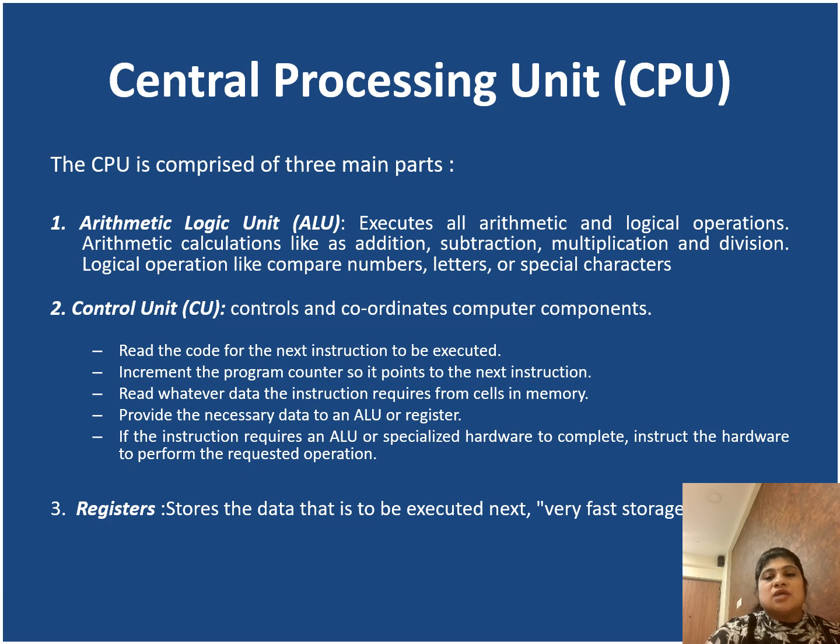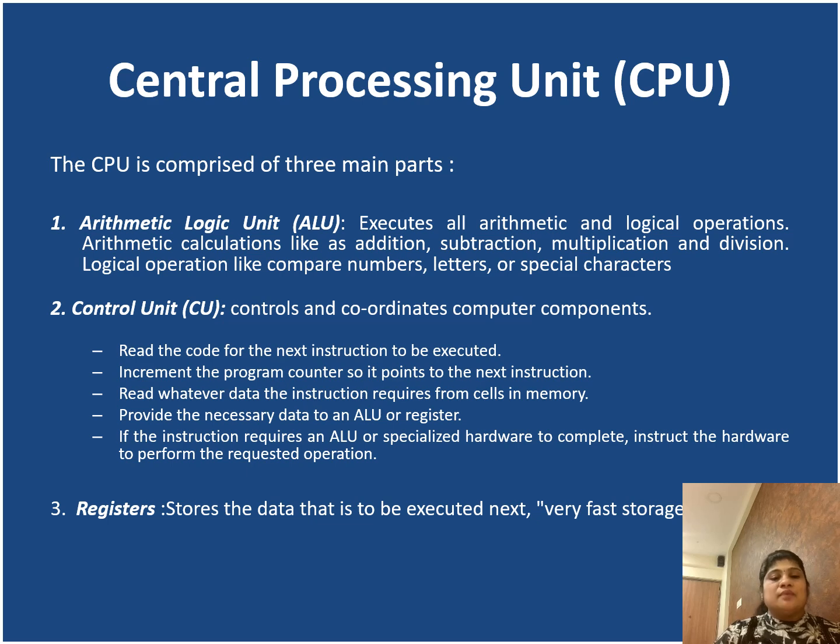The central processing unit, CPU, comprises three main parts. What are the three parts? They are very important in the central processing unit. First, the arithmetic logic unit. All arithmetic and logical operations are included in it: arithmetic calculations such as addition, subtraction, multiplication and division, and logical operations like comparing numbers, letters or special characters. In short form, the ALU. Secondly, the control unit.